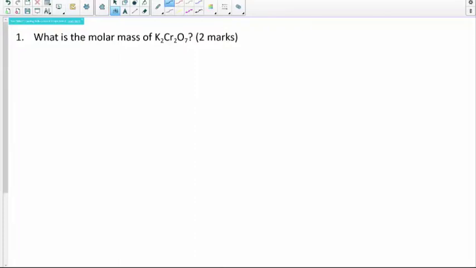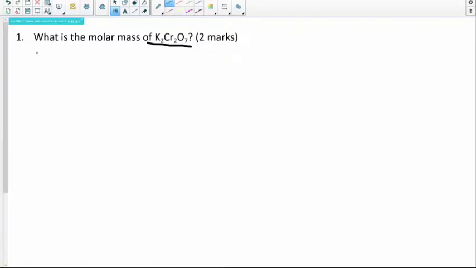Hi, just a quick tutorial here to try and help you learn how to complete calculations that involve the mole, starting with molar mass. This tutorial is based on the second stoichiometry assessment. What we're going to do is calculate the molar mass of potassium dichromate by looking at the number of each element in the compound and totaling up the relative atomic mass of each one of the elements for this compound.